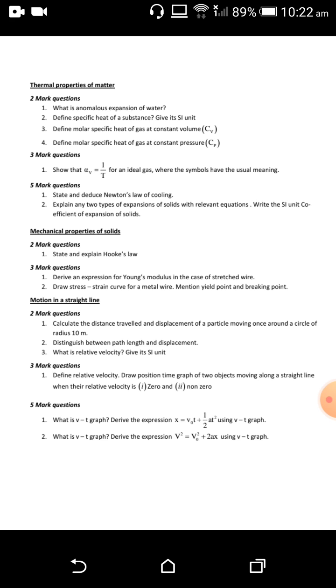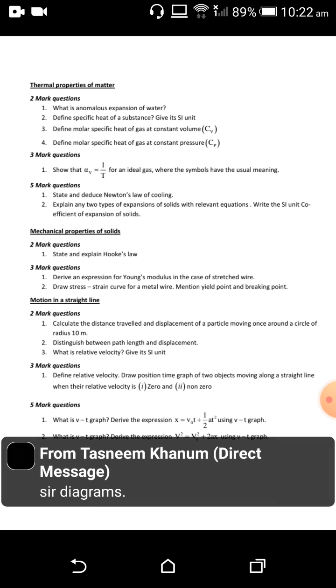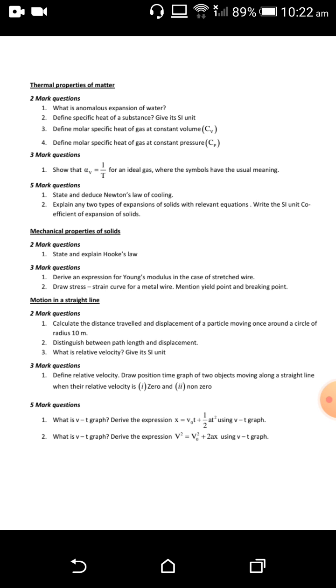So these are some of the expected questions. Yeah, Tasneem, you need to draw the diagram. So these are some of the important questions. As I said, in case you want to score more than 20, go through the entire chapter.